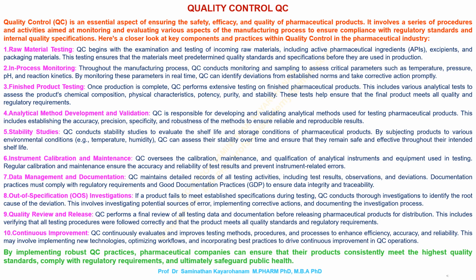Quality control, QC, is an essential aspect of ensuring the safety, efficacy, and quality of pharmaceutical products. It involves a series of procedures and activities aimed at monitoring and evaluating various aspects of the manufacturing process to ensure compliance with regulatory standards and internal quality specifications. Here's a closer look at key components and practices within quality control in the pharmaceutical industry.